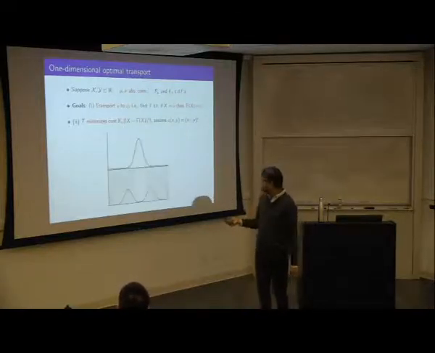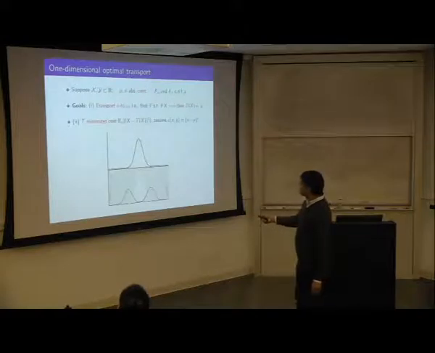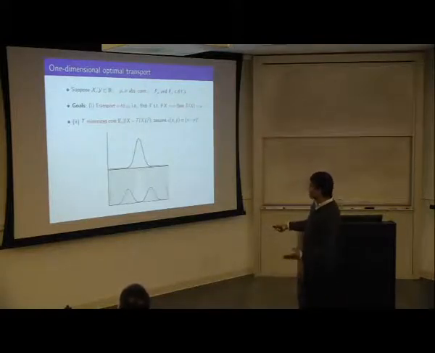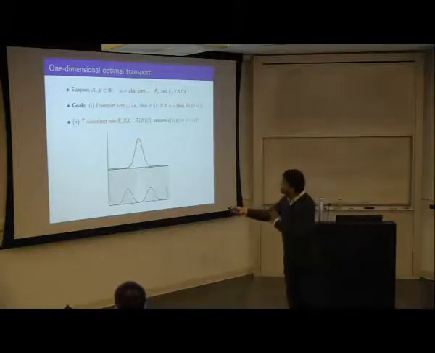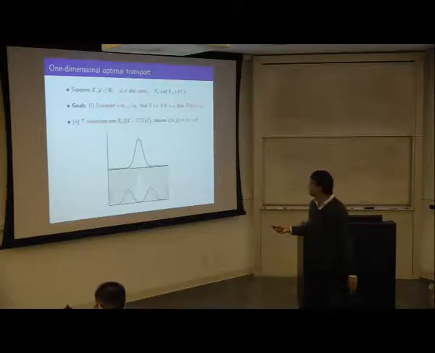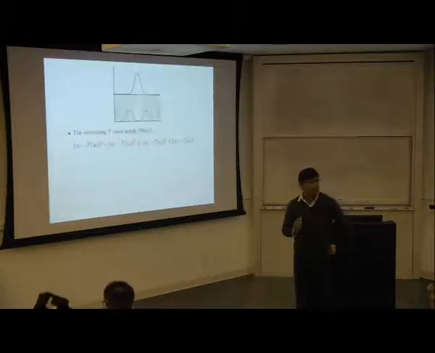So here is a picture which might give you some idea. I want to transport this distribution to this distribution. This is a pictorial representation of how you would do it. So points here are taken to points here. But now I want to see, can I explicitly find out what is the optimal map? Indeed, in d equals 1, we can, and that is what we are going to do.